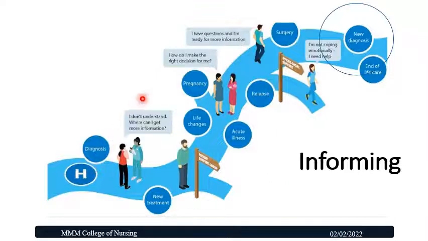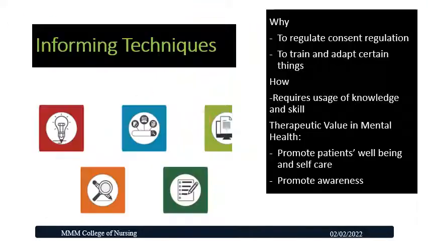Informing is the skill of information giving. Why is informing used as a technique? To regulate consent, to train and adopt certain things. How is it practiced? It requires usage of knowledge and skill. What is the therapeutic value behind it? It promotes the patient's well-being and self-care, and promotes awareness.